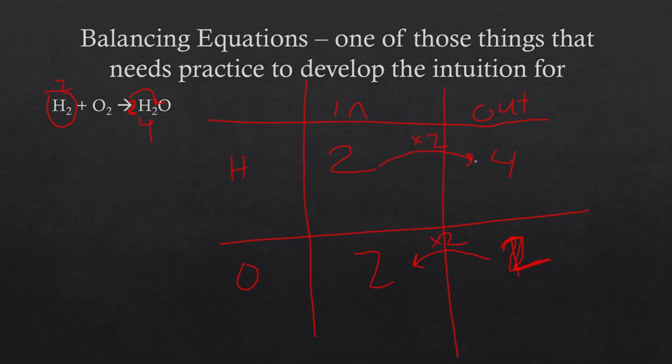Well, again, I can multiply by 2. So I could simply say, okay, I need to increase the amount I'm putting in by 2. Again, I'll just put a 2 coefficient right there, and then I'll double check and count everything. So let's recount and see what's going on.